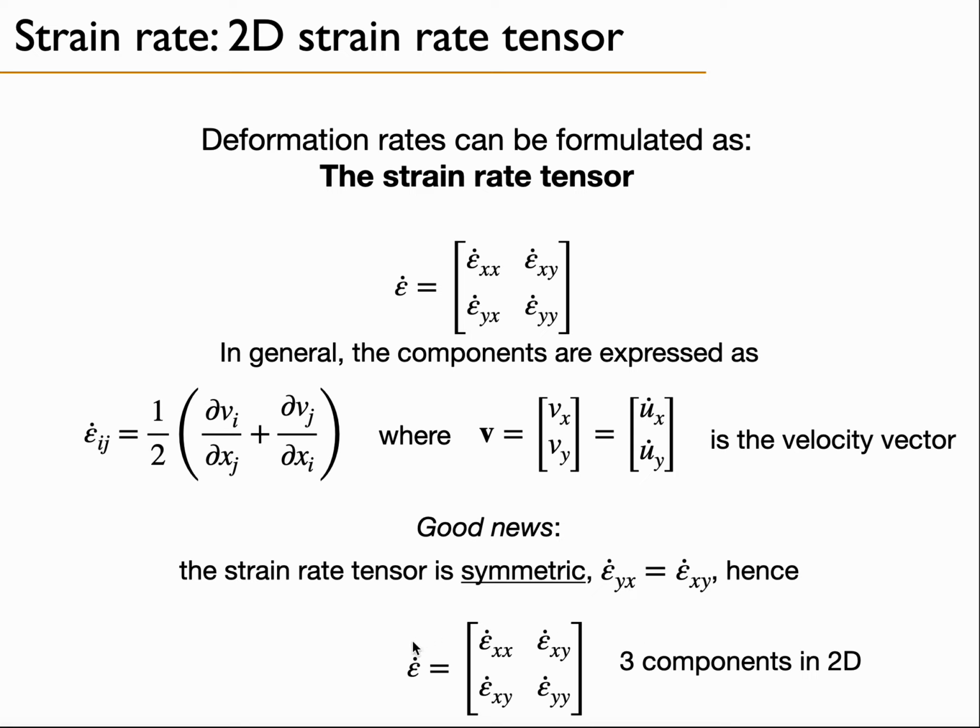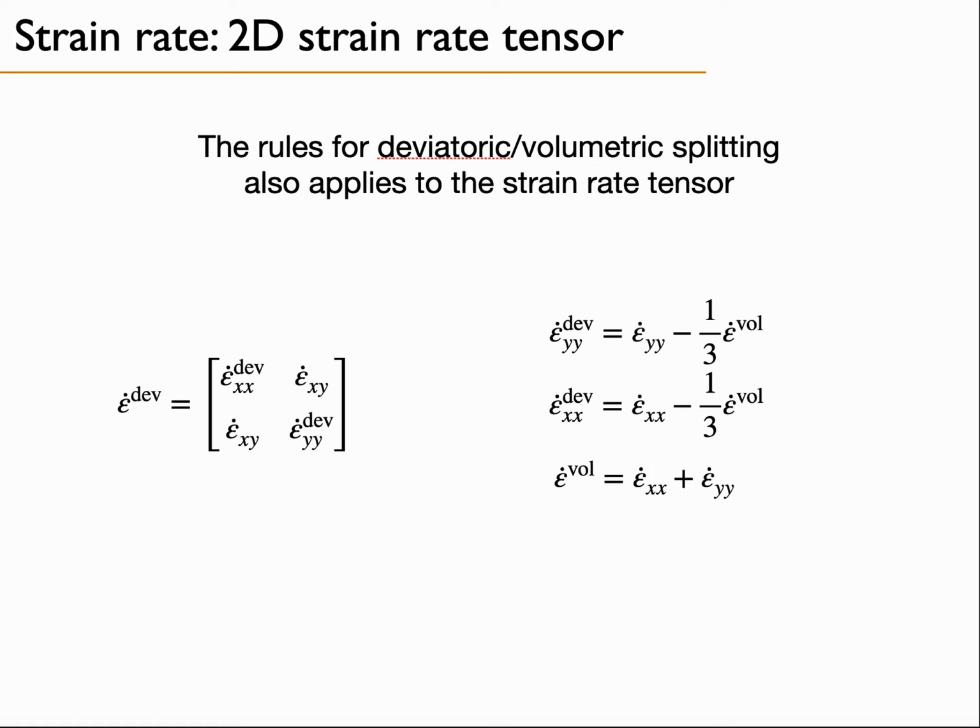So in 2 dimensions, these are 3 independent components, and in 3 dimensions, it's going to be 6 independent components. The same rule will apply to strain rate. It can be split between deviatoric strain rate and volumetric strain rate. So one can always compute the deviatoric strain rate out of a total strain rate by subtracting the volumetric strain rate, which is the trace of the total strain rate tensor.